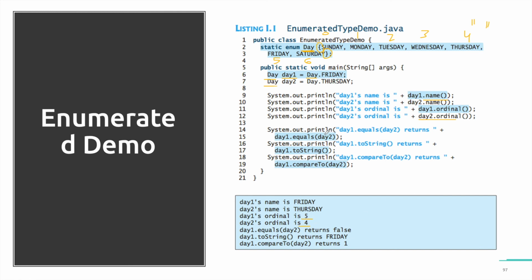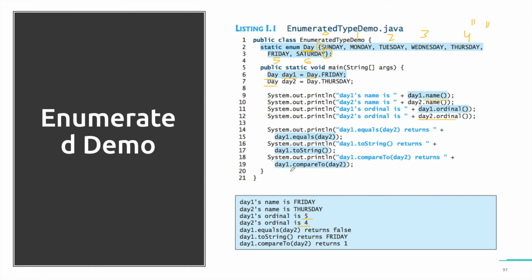And then here, if we want to compare two days, day1.equals(day2), are they equal or not? This is what equals means if we refresh back to the first lecture. And obviously they're not equal, so the result is false. And then day1.toString will turn this day into a string, and it will print the name of that day, which is Friday.